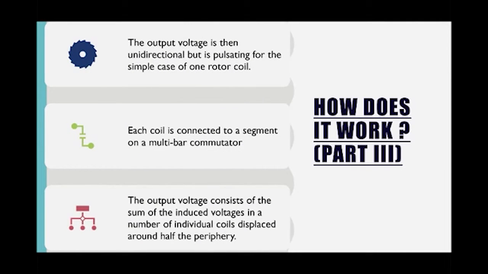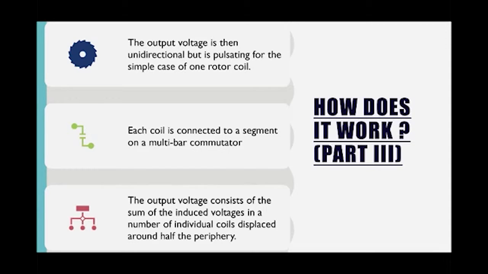The output voltage is then unidirectional, but is pulsating for the simple case of one rotor coil. Okay, unidirectional basically just means that it's going in one direction only. It's not going in multiple directions. Alright, so this is a very important concept.